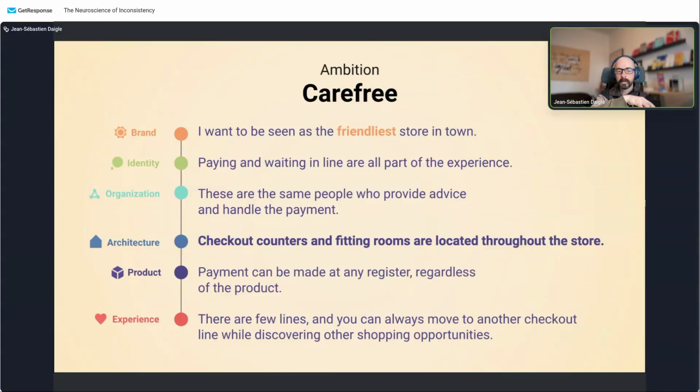So even though they're different parts of the store that sell different products, you can go wherever. Even though it's not the expert of their department selling you the stuff, they can do whatever. And there are few lines because you don't see them. You can pay anywhere in the store. There's a lot of places you can pay.